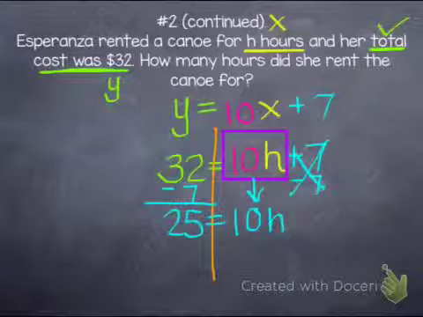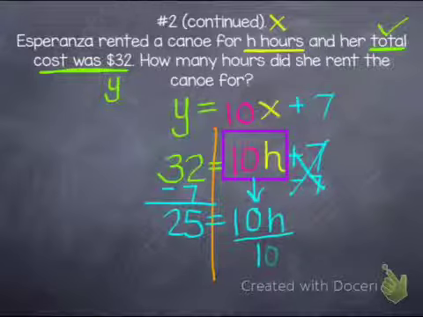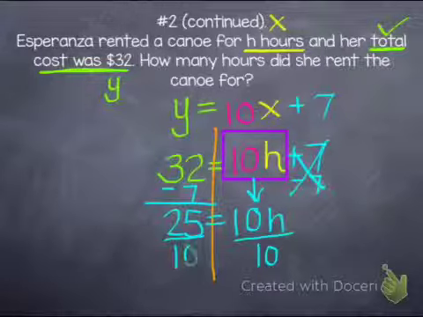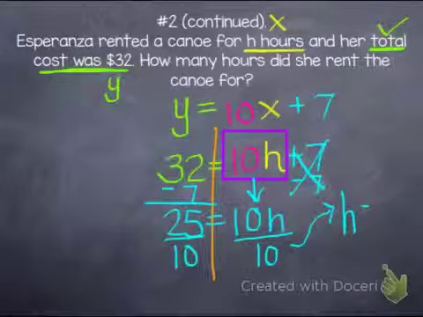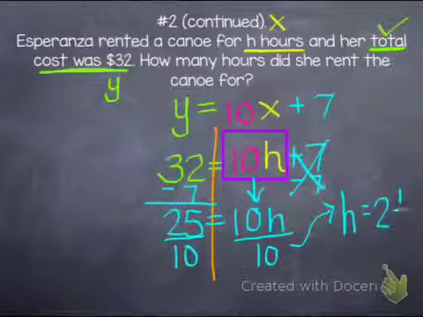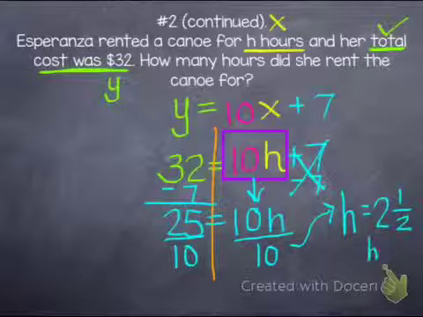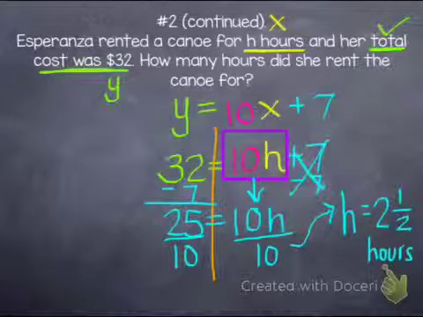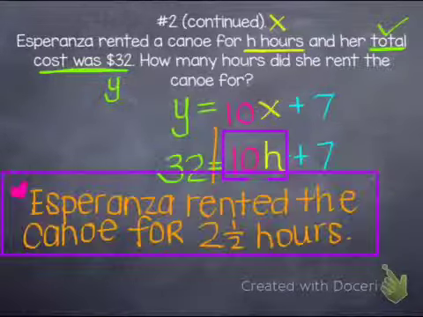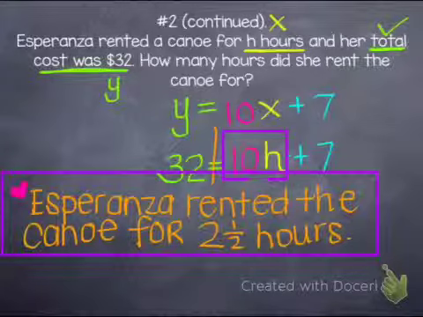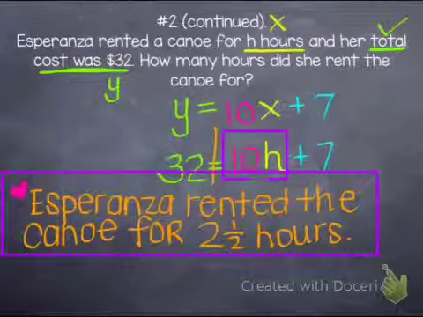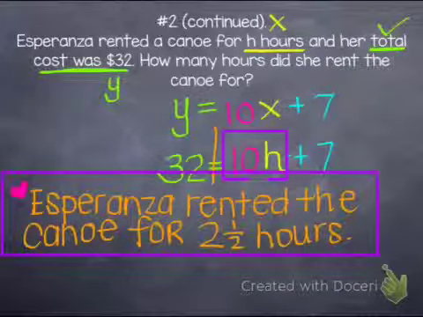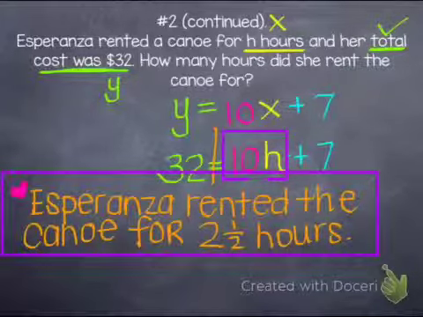So the last thing is h is being multiplied by 10. So the opposite of multiply by 10 is to divide by 10. So 25 divided by 10 is actually equal to 2.5, or 2.5 hours. So just to clean this up and put it into words if they were to ask you to, Esperanza rented the canoe for 2.5 hours would be your answer.